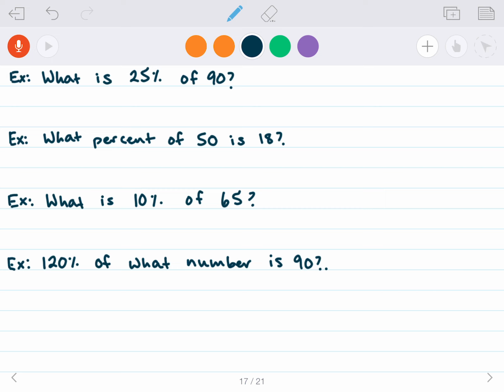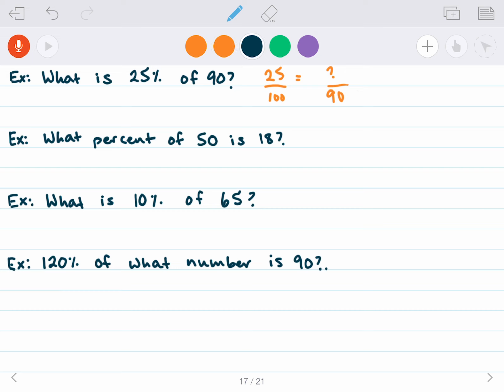So the first one is, what is 25% of 90? So let's do our setup. Percent over 100 equals part over whole. We have our percent. Our percent is 25. So we'll replace the percent sign with that. And after of comes 90. So that's going to be my whole. And we're looking for the missing part. So I'll put a question mark where the part should be.